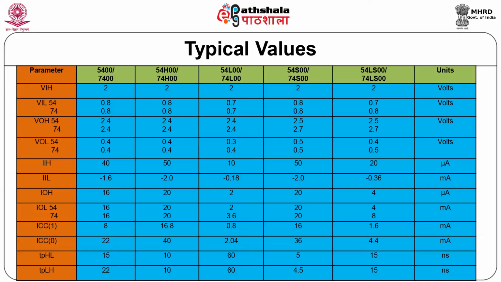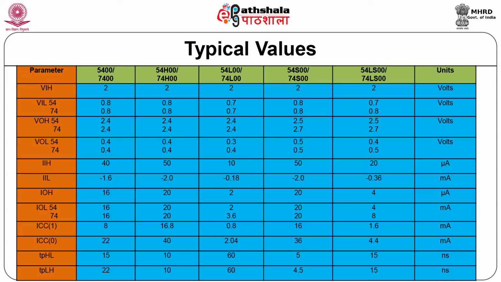VOL for 74 series is 0.4, 74H series 0.4, 74L series 0.3, 74S series 0.5, 74LS series 0.4 volts. There is a difference in their values for 54 and 74 for the 74L series. It is 0.3 for 54 and 0.4 for 74. Again for the LS series it is 0.4 for 54 and 0.5 for 74 volts.